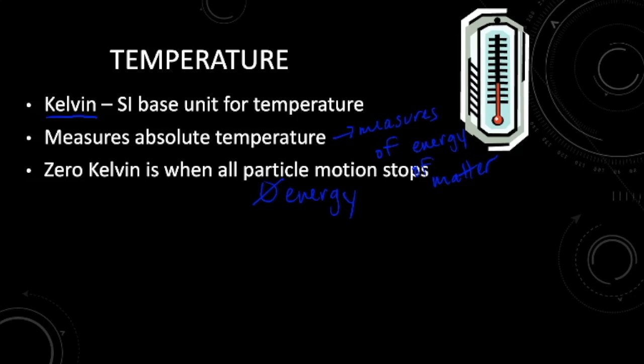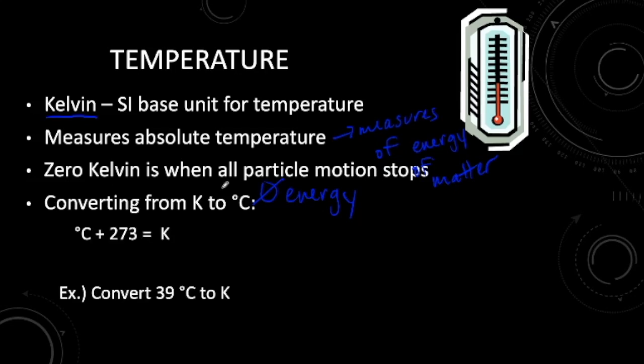So we need to know how to convert between what we know normally, which is Celsius, and convert that into Kelvin. And it's a really simple conversion. We just add 273 to any Celsius value that we may have. Okay, so let's look. Imagine we want to convert this 39 degrees Celsius into Kelvin. We simply just do 39 plus 273, and that's going to equal our value in Kelvin of 312 Kelvin. Okay, and there you go.